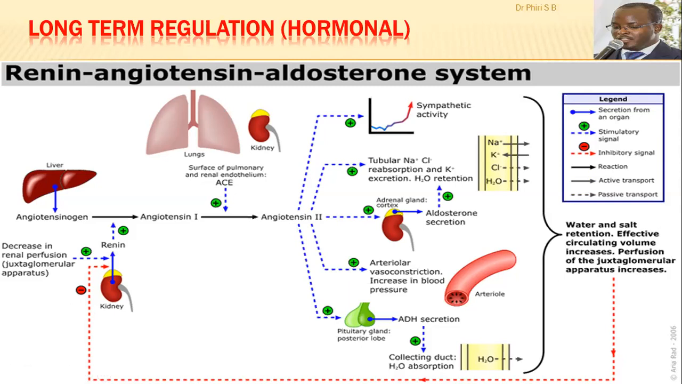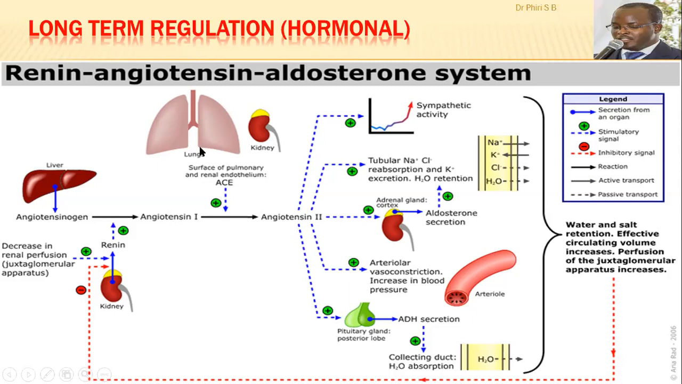This renin is able to convert a precursor of a hormone. This precursor is produced by the liver cells. So the liver cells are producing a hormone precursor which is called angiotensinogen. So renin will convert angiotensinogen into angiotensin 1. The angiotensin 1 in circulation will be transported by the cardiovascular system to the lungs and also to the kidneys.